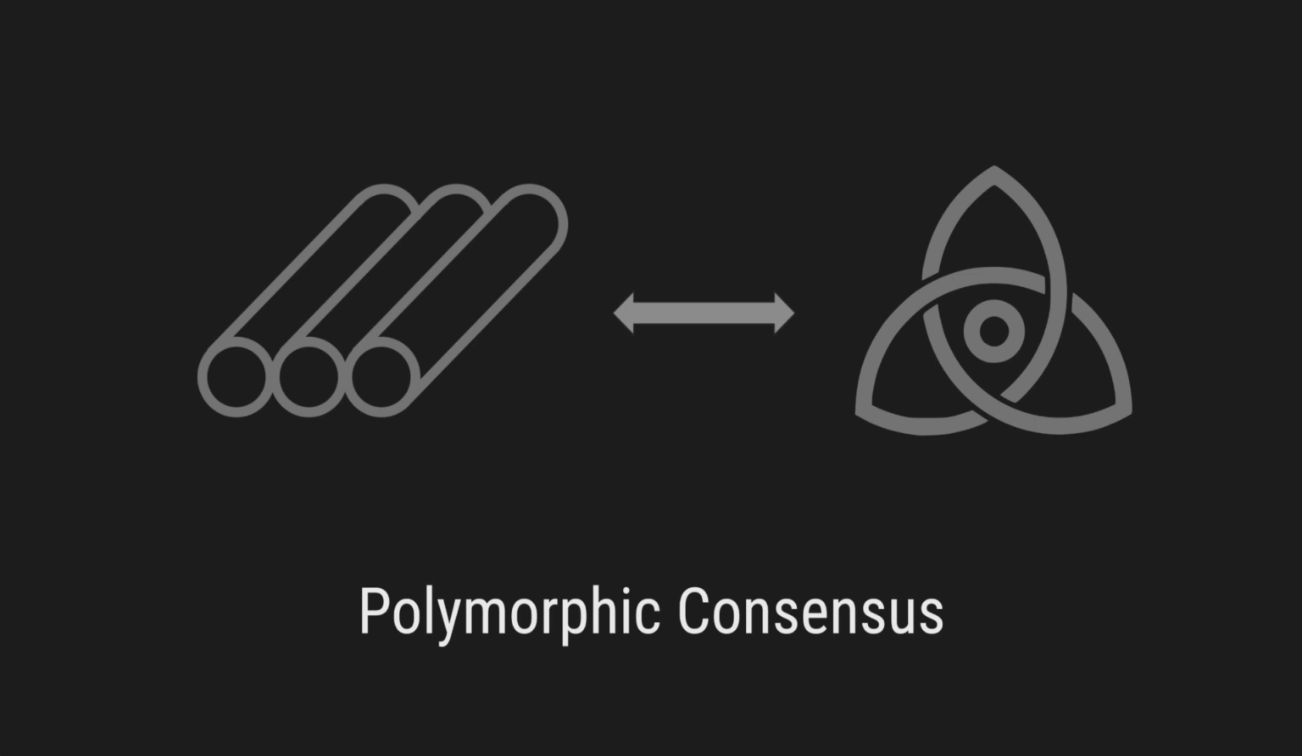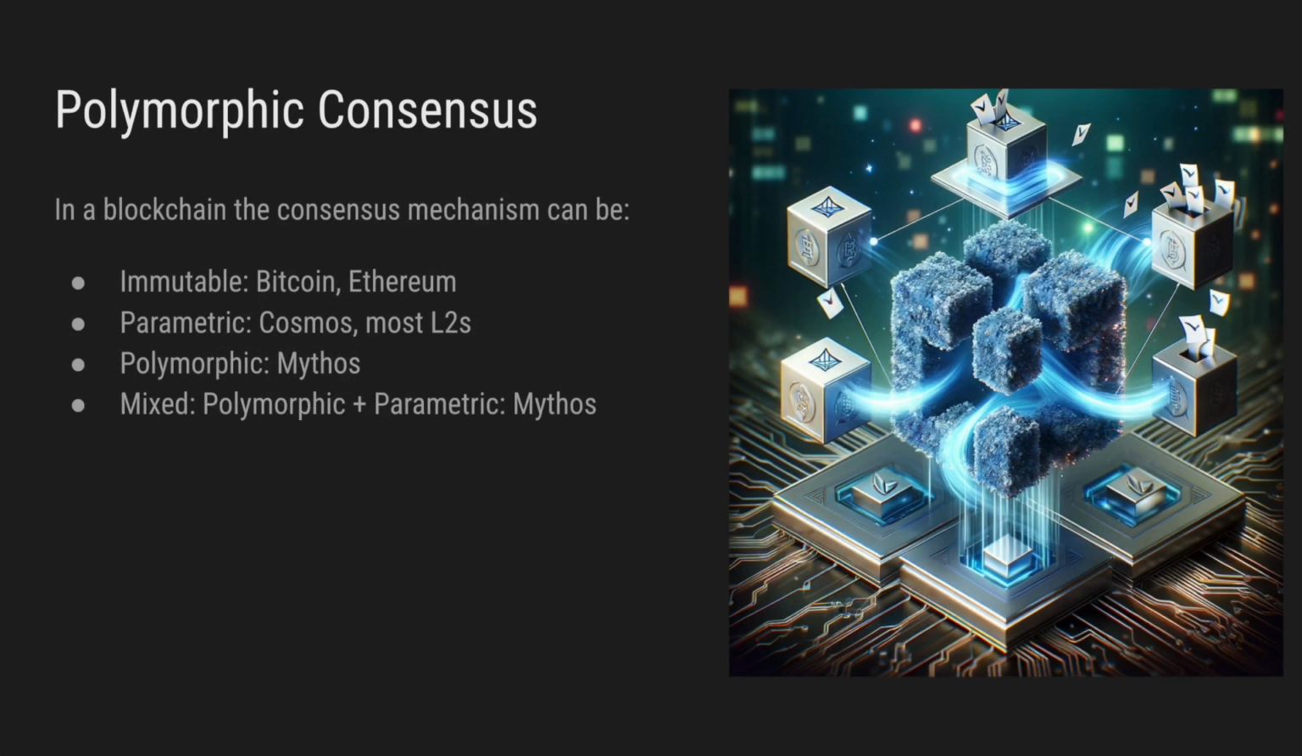So in today's case, we will have multiple consensus protocols, but one at a time. In a blockchain, the consensus mechanism or protocol can be immutable, for example, Bitcoin and Ethereum. The mechanism can be parametric, and all Cosmos SDK chains are of this type, also most L2 protocols. It can be polymorphic, and Mythos is the only chain of this type, and today you will see the first demo of a polymorphic chain.